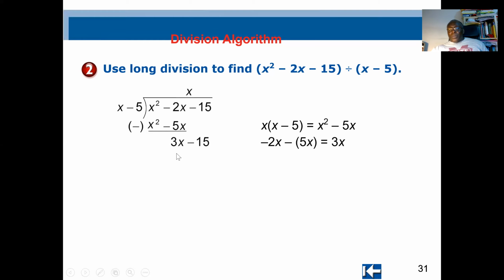Then the next step, we are going to divide 3x by x, and we get 3. Then we multiply the 3 by x minus 5, so that will give us 3x minus 15. Then we subtract. And luckily, this will be 0, so this means we don't have a remainder like the previous example. So our answer will be x plus 3. Now, if you want to check if your answer is correct, multiply x plus 3 by x minus 5. You should get x squared minus 2x minus 15.